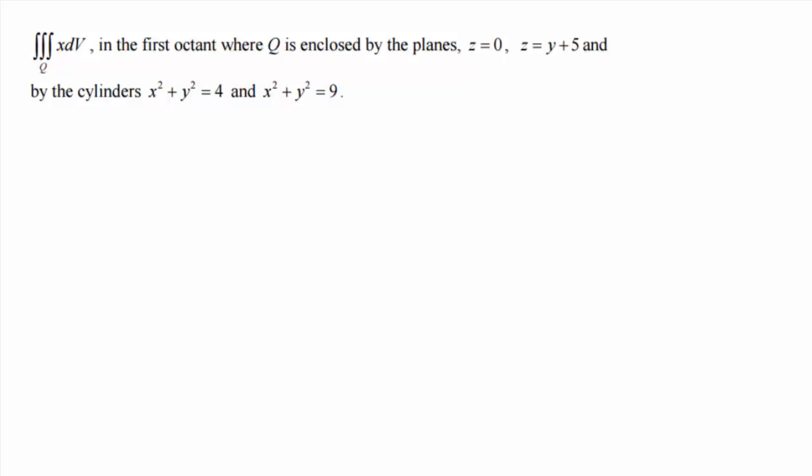We're going to evaluate the triple integral over Q of x dV in the first octant, where Q is enclosed by the plane z equals 0, that's just the xy plane, z equals y plus 5, and the cylinders x squared plus y squared equals 4 and x squared plus y squared equals 9. So what might that look like?